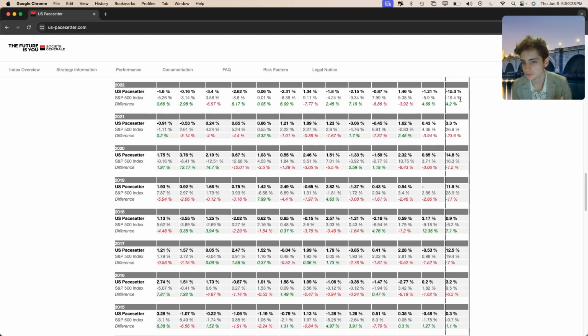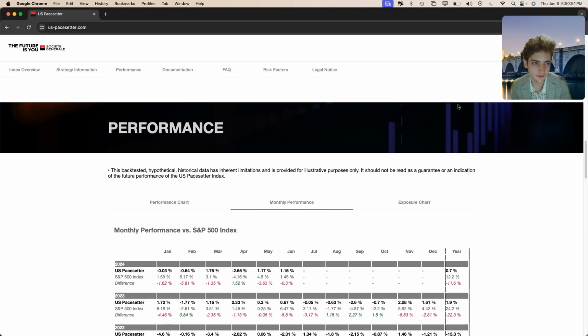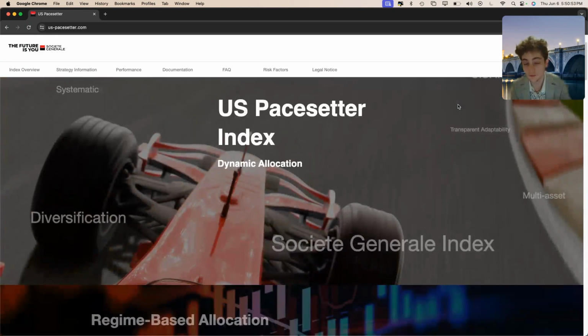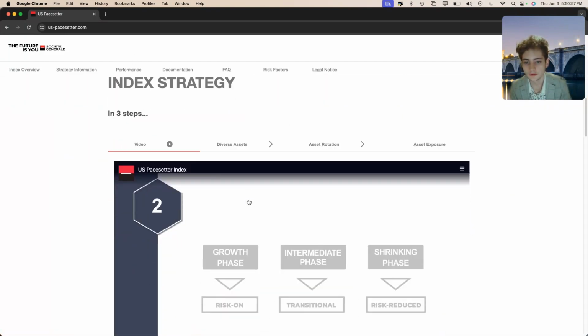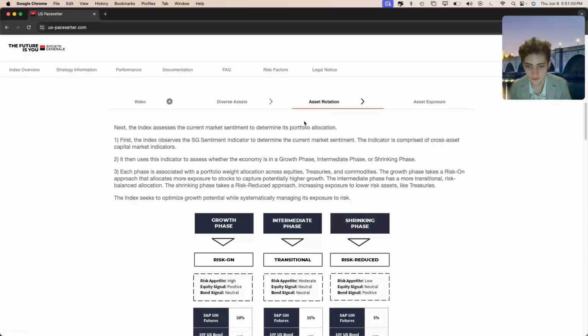But there's one important point here. IULs have a 0% floor, so it doesn't matter if you are less negative than another negative, because at the end of the day, you're not going to be going negative with the cash value because it has that 0% floor. So although this US Pacesetter performed better than the S&P 500 in 2022, which was a bear market, you wouldn't have actually seen all that much benefit if you were invested in an IUL. If you were invested directly into this index, whole different story. It would have been a better index to invest in. So that is how the asset kind of works.